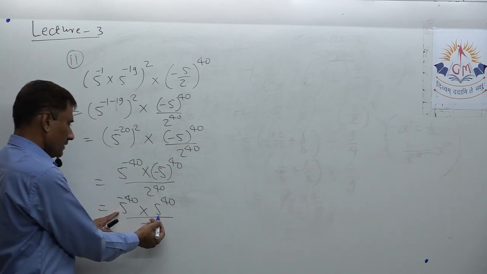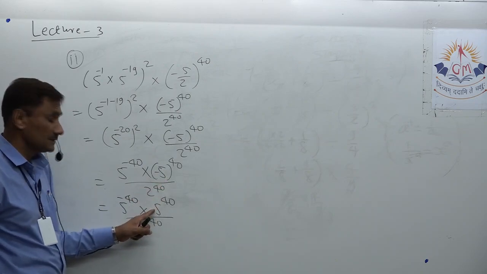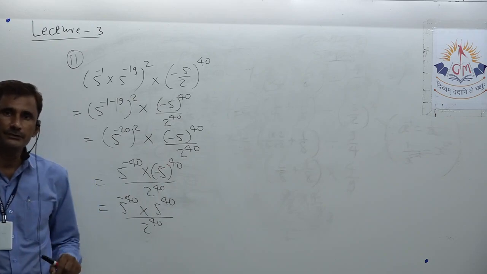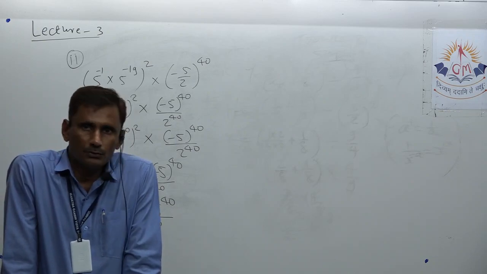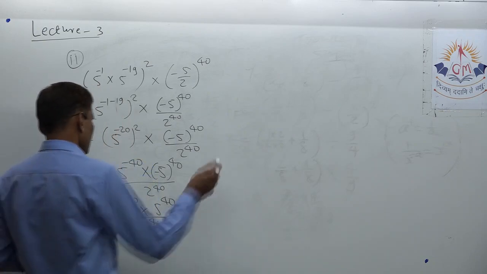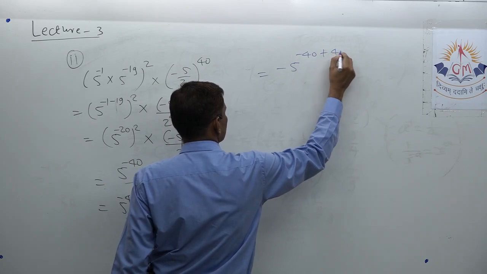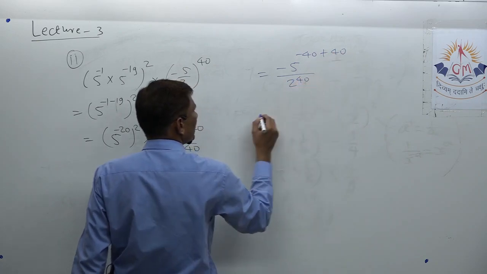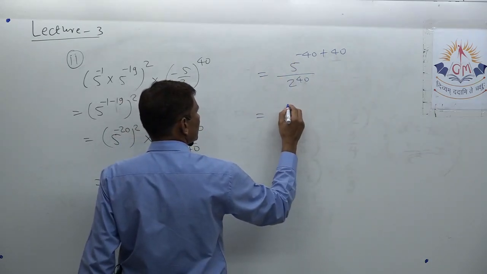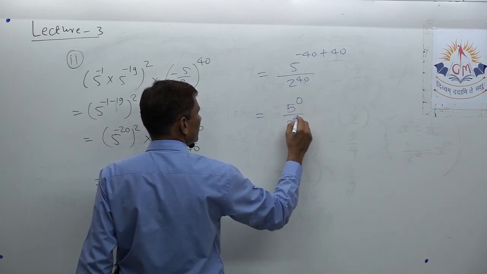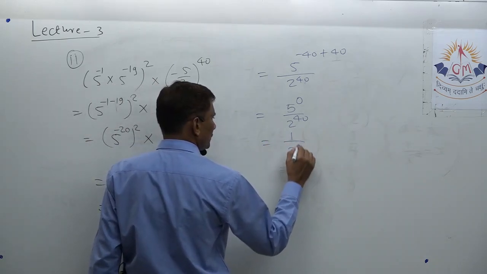Now look here, now bases are equal and in between is the multiplication sign. Why have I written 5 instead of minus 5? Because exponent is even. So whenever the exponent is even, you can write the base negative to positive. So it becomes 5 raised to minus 40 plus 40 and upon 2 raised to 40. So it becomes, sorry, 5 only because we removed that one. So now it is 5 raised to 0, means 1. 5 raised to 0 means 1. So 1 by 2 raised to 40.